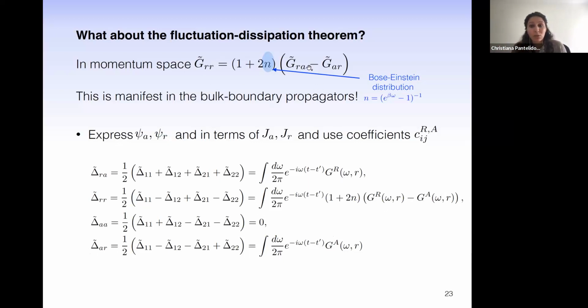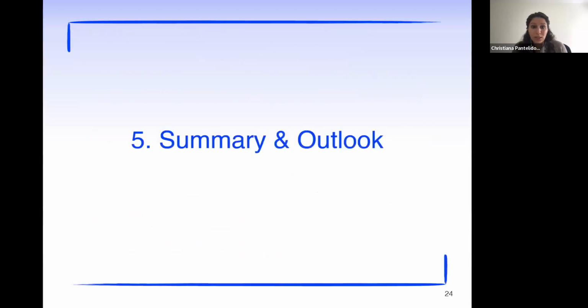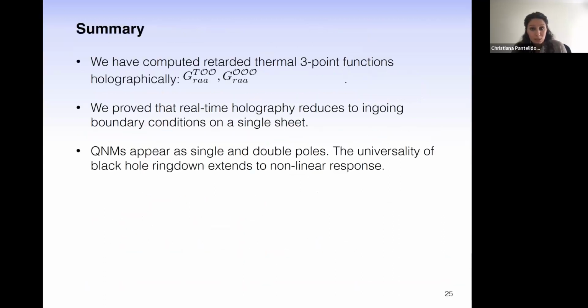And this begs the question, can we understand the generalized fluctuation dissipation theorem for higher point functions in a similar way? That's an open question. It's an interesting question. And with this, let me summarize and conclude. So in this talk here, I computed the retarded thermal 3-point function, GRAA, for 3 scalar operators.